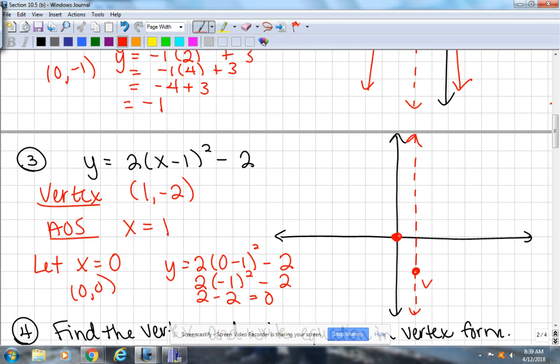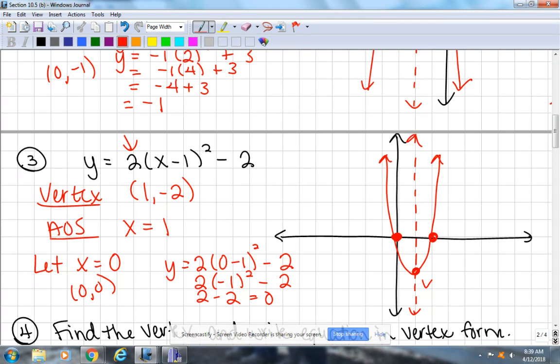And then I'm how many spaces away? 1. And so I go 1 space the other direction and make a U. Now this is narrow because that 2 is my A term right there in front, which remember numbers greater than 1 made it more narrow. So there we go. And the vertex is a minimum. So any questions about graphing with vertex form?